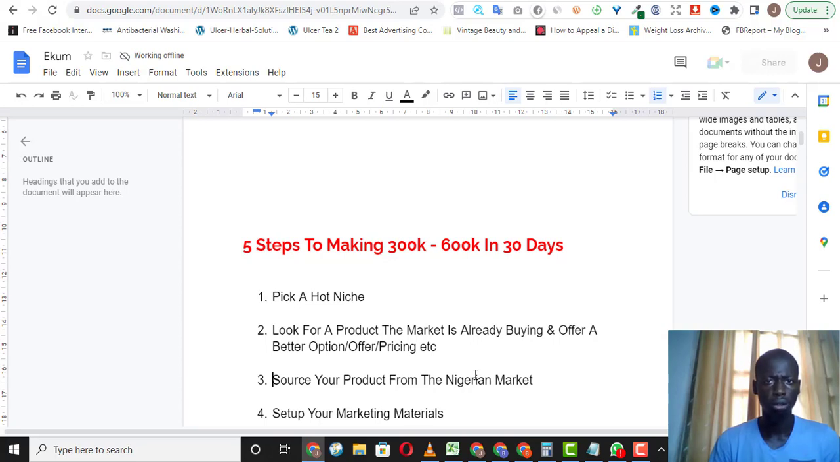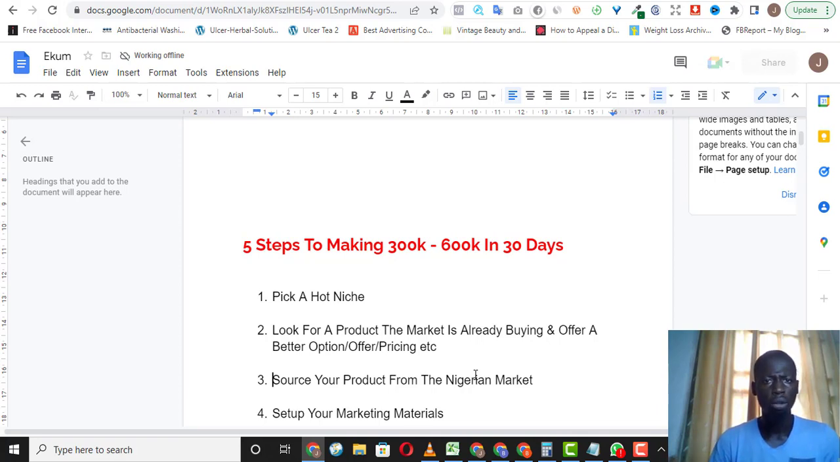And when the product arrives, a lot of people have already gone into the market and saturated the market with that product. So at that point, you are just coming in as a new entry. You now need to look for a new strategy to start selling off your products.